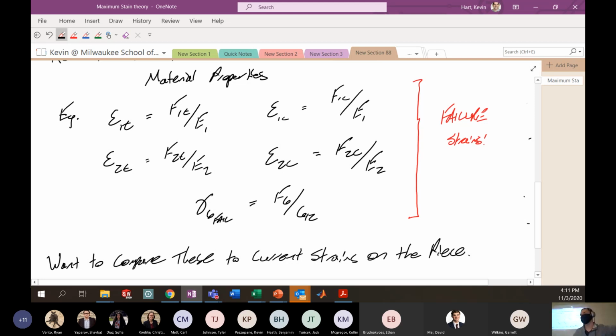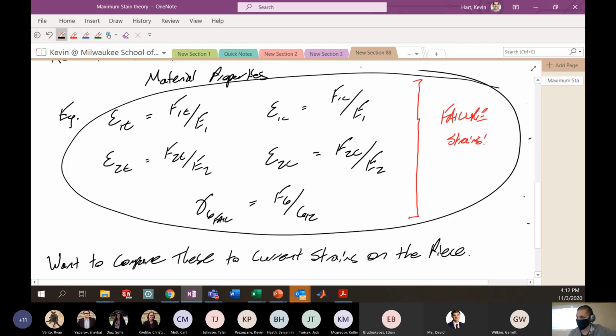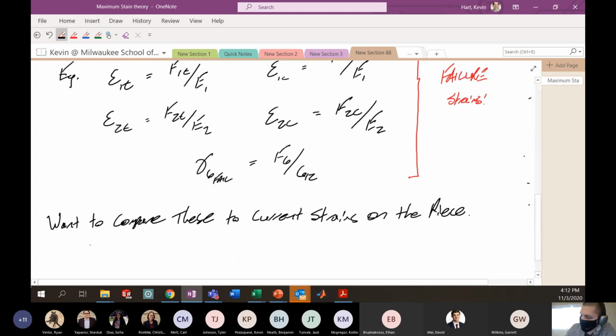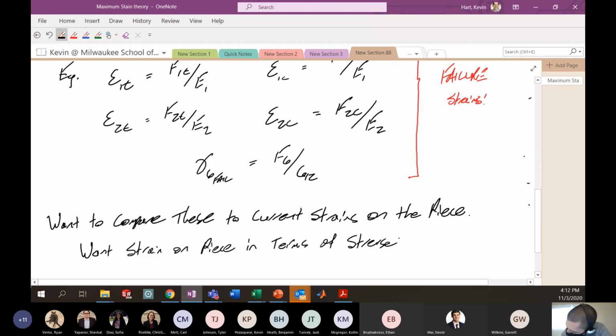All right. So these are kind of like our failure conditions up here. We want to compare those two. What are the strains that we actually have on the piece? Well, we want strain on piece in terms of the stresses that we know. Okay, so that requires Hooke's law.